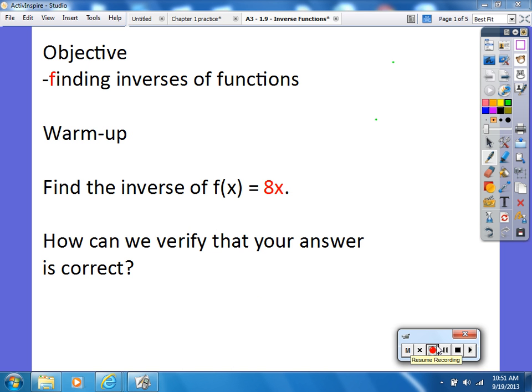So today we're going to work on finding inverses of functions, and I gave you a warm-up problem. So this is the first problem you're going to try in your notes on your own. But Saka, you actually said something. What do I do in order to find the inverse?